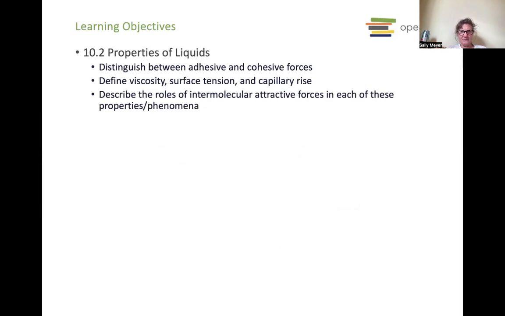So, properties of liquids. We can distinguish between adhesive and cohesive forces, define viscosity, surface tension, and capillary rise, and describe the roles of intermolecular attractive forces in each of these properties.